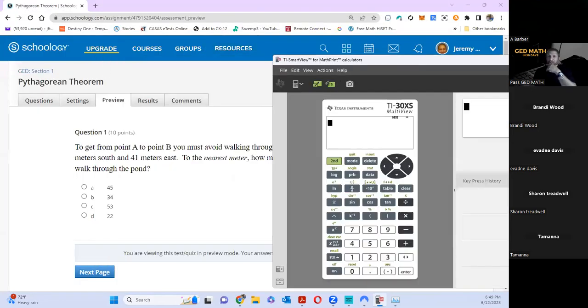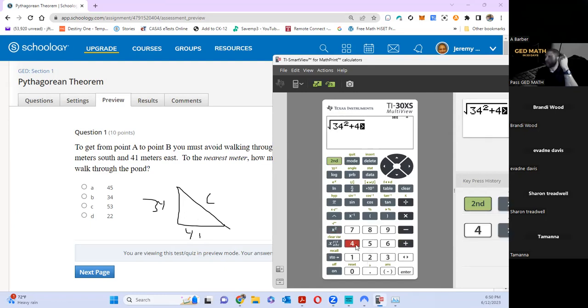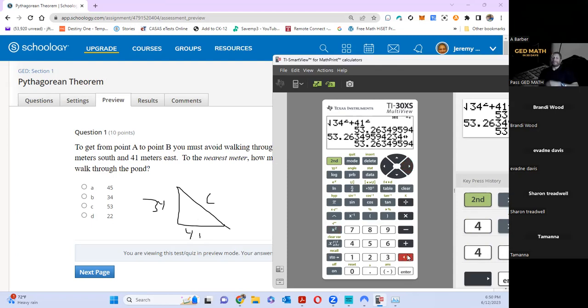Watch this. Let me show you something. So I'm reading this question, and I realized, okay, 34, 41. I know I have A and B, I need C. So if I looked at Mr. Tinsley's ebook, I know all I got to do is the square root of 34 squared plus 41 squared. Boom, boom, done. Not even 15 seconds.